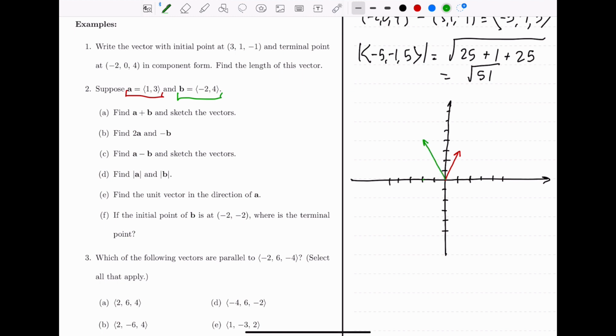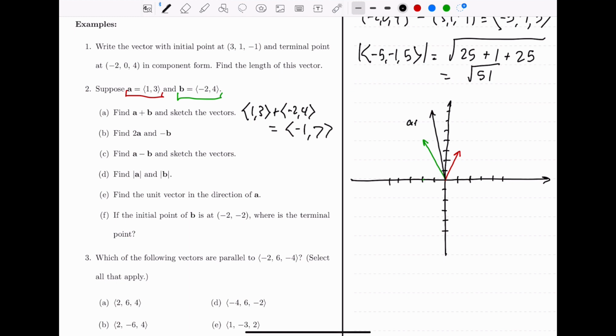Let's find the sum of these two vectors. How do we add two vectors? We simply add their components. So 1, 3 plus -2, 4. I add the x components together. 1 plus -2 would be -1. And then 3 plus 4 is 7. So I get the sum of -1, 7. -1, 7 is this vector here. Go -1 in the x direction, and then go up 1, 2, 3, 4, 5, 6, 7 in the y direction, and we get there. That's the vector which is their sum.